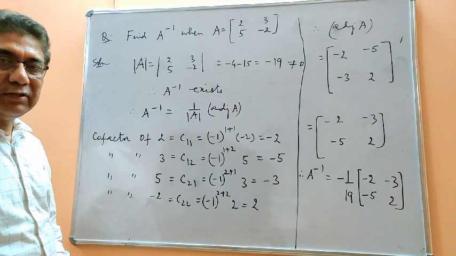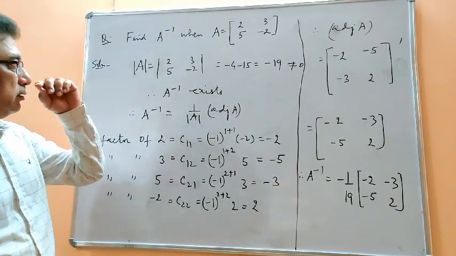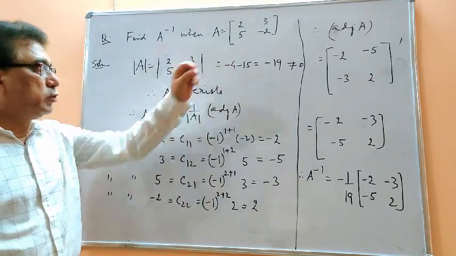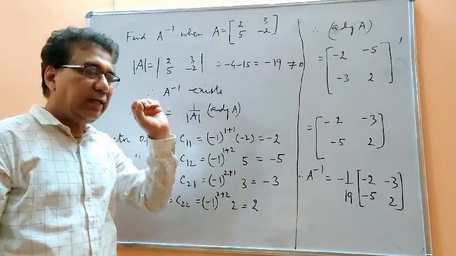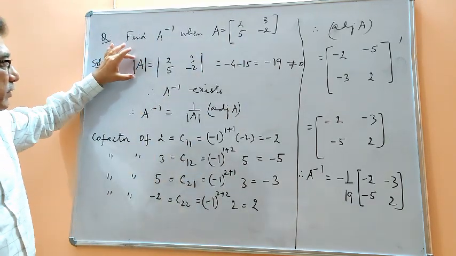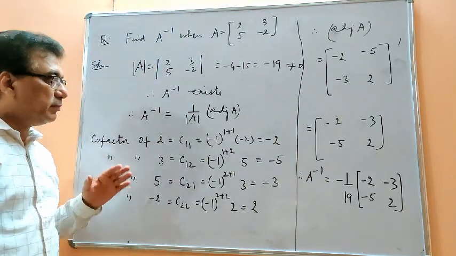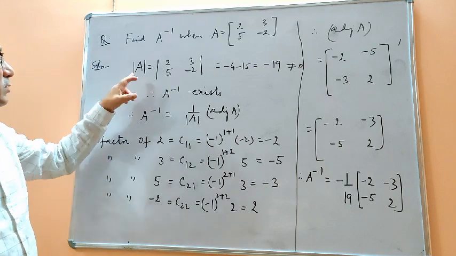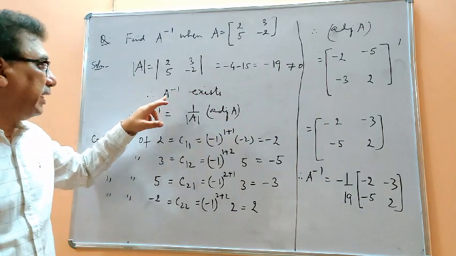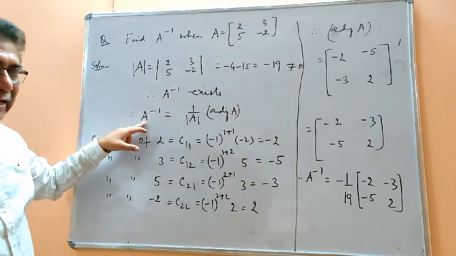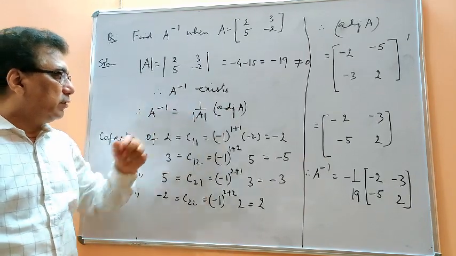I have taken here one question to show you how we get the inverse. So this is a square matrix of order 2, A. Find A inverse when A is given like this. What we have to do first is find the determinant, because we have to confirm that it is a non-singular matrix. So determinant A, as you find, is minus 19, which is not equal to 0. That's why A inverse exists, and we know the way of getting inverse: A inverse is equal to 1 by determinant A into adjoint A.